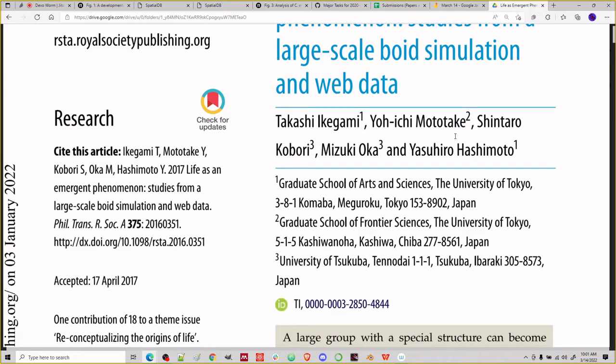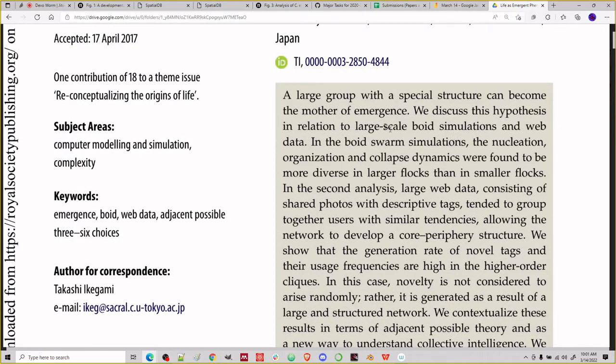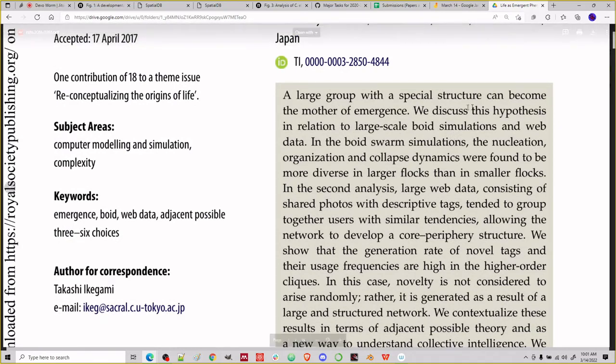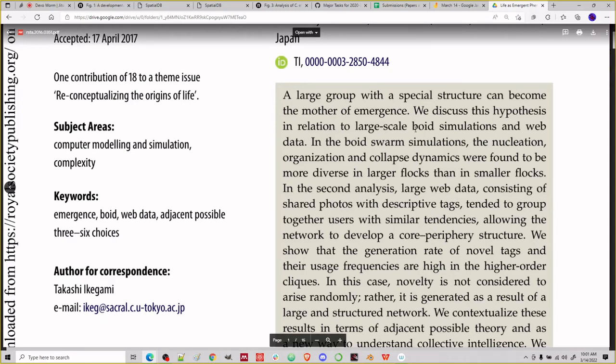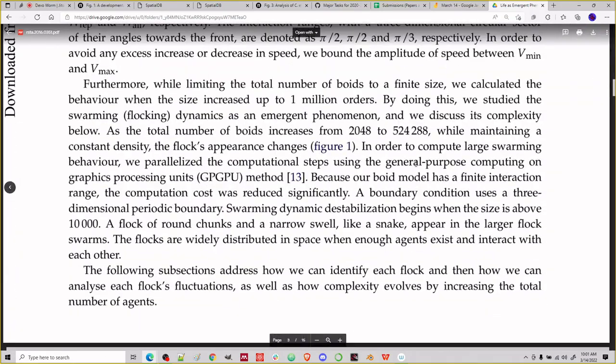So this is a Japanese group. And so a large group with a special structure can become the mother of emergence. We discussed this hypothesis in relation to large-scale Boid simulations and web data. In the Boid swarm simulations, the nucleation, organization, and collapse dynamics were found to be more diverse in larger flocks than in smaller flocks. When they talk about Boids, they mean this type of simulation, and I don't know if people are familiar with this.